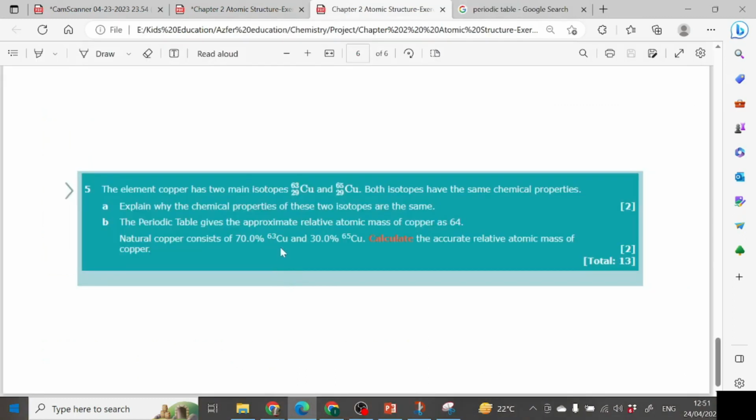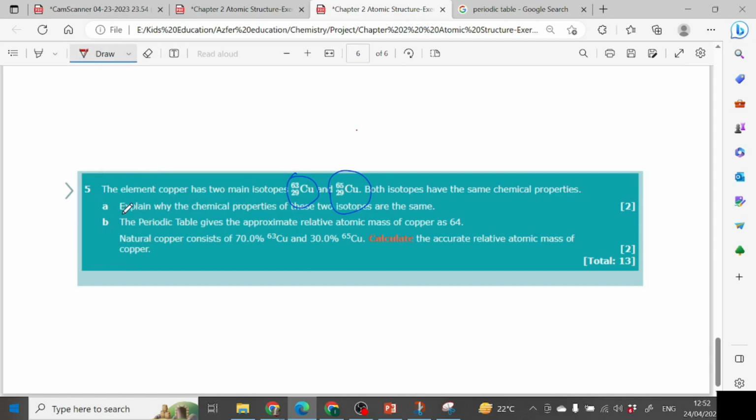So here is question 5. We will discuss this now. The element copper has two main isotopes. Here copper-63 and copper-65, atomic number 29. So these are the two.